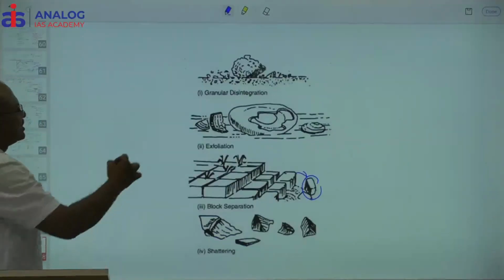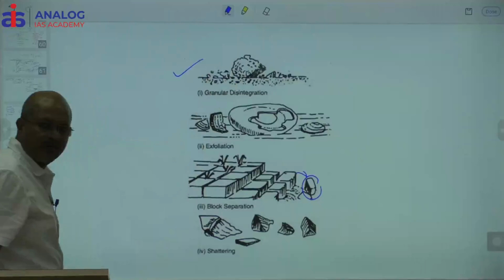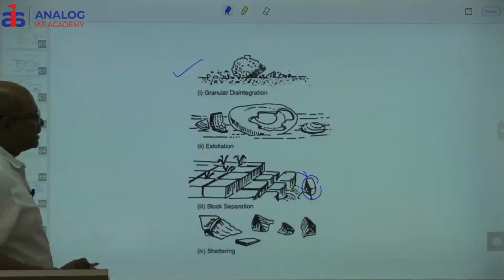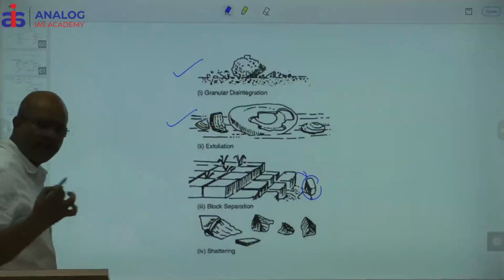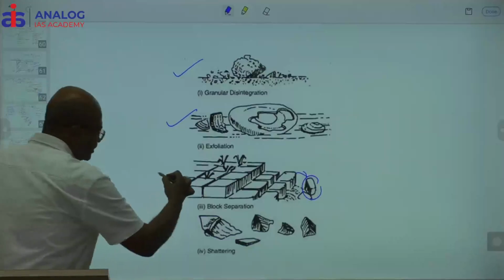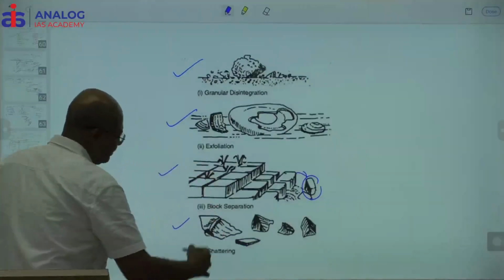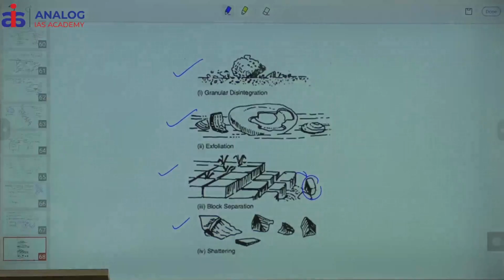So this is granular disintegration, with different minerals. Exfoliation, with uniform mineral composition. This is block separation. This is shattering, breaking in the form of sharp edges. Is it clear now? Okay.